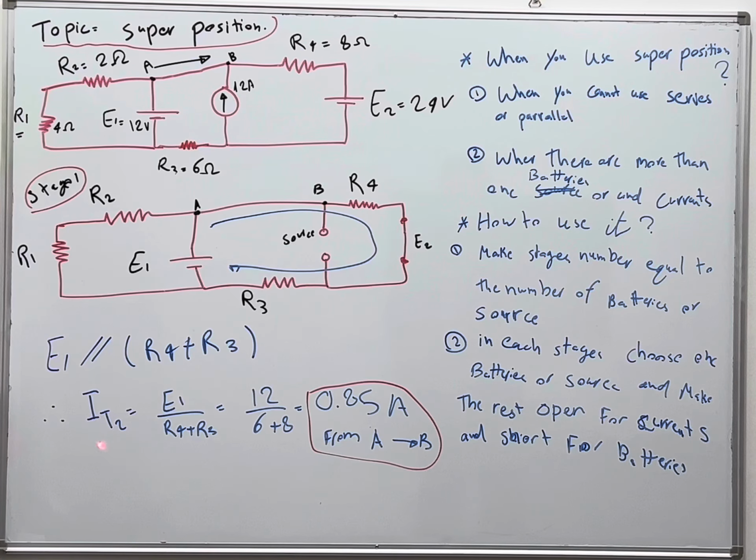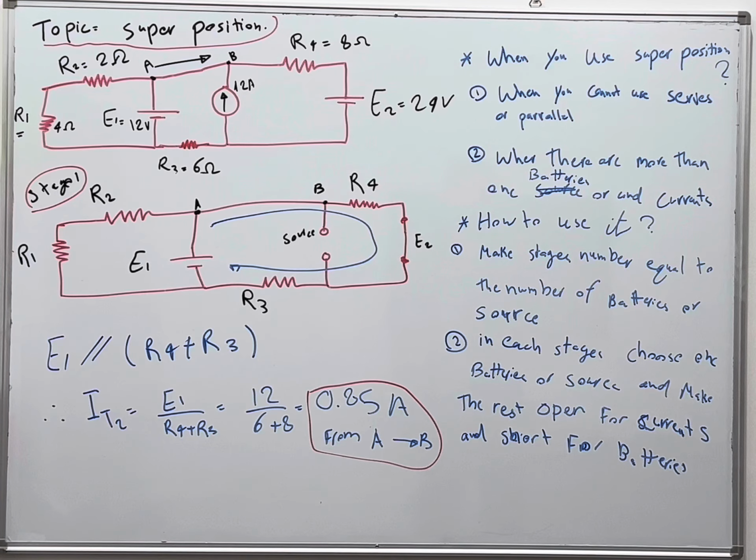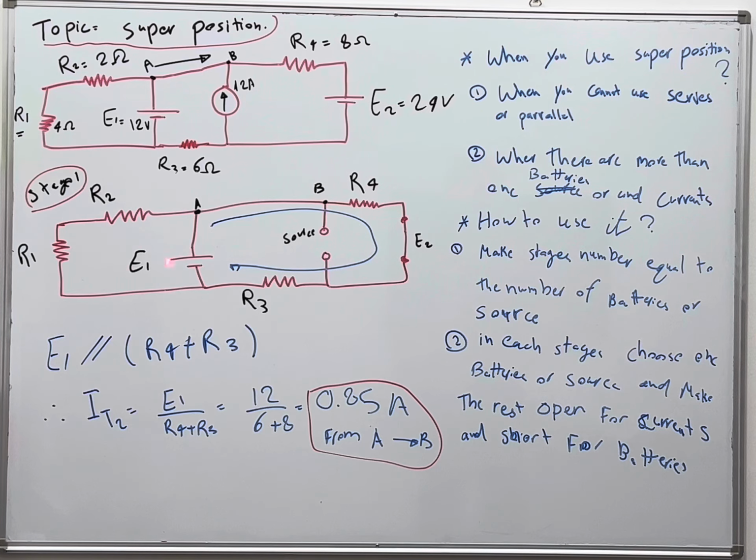So I total, let's call it I1, equals E1 divided by R3 plus R4. This is 12, you can find it from here. This is 6 for R3, and this is R4, 8. So the current is 0.85 ampere from A to B.